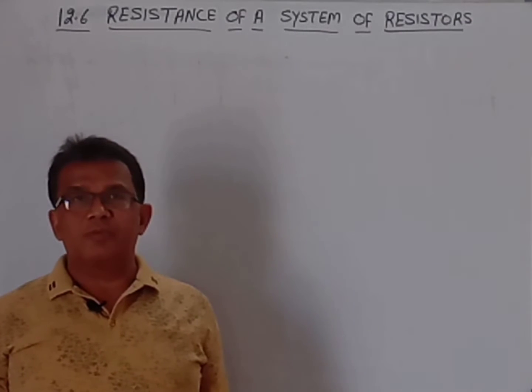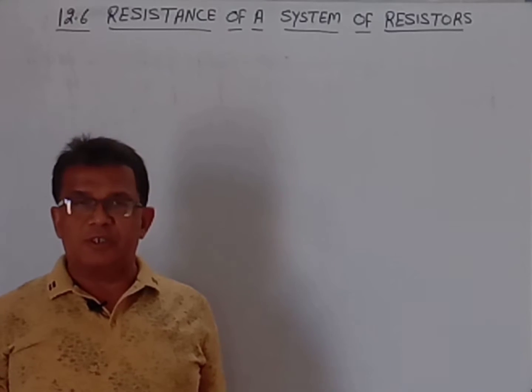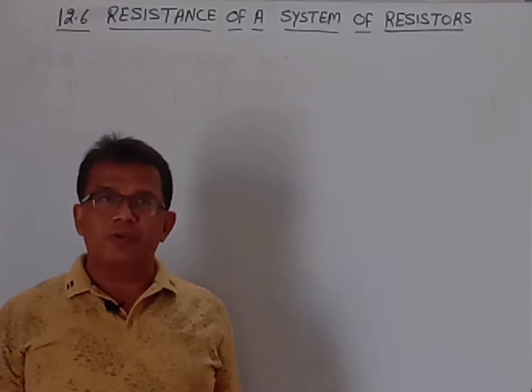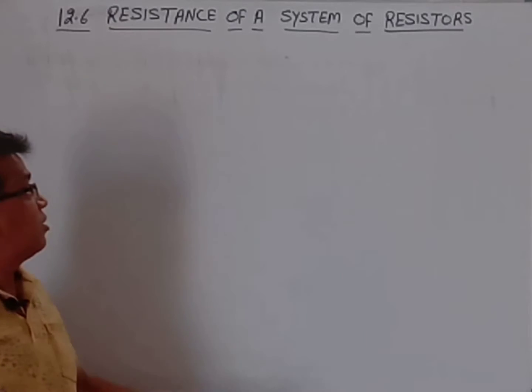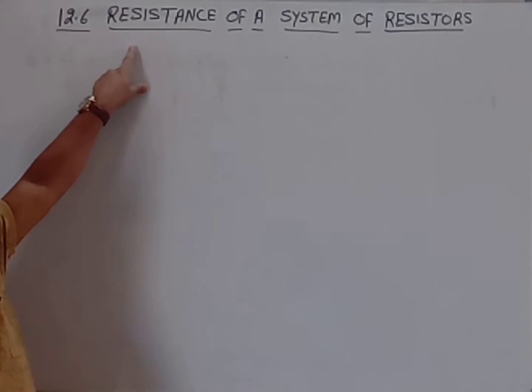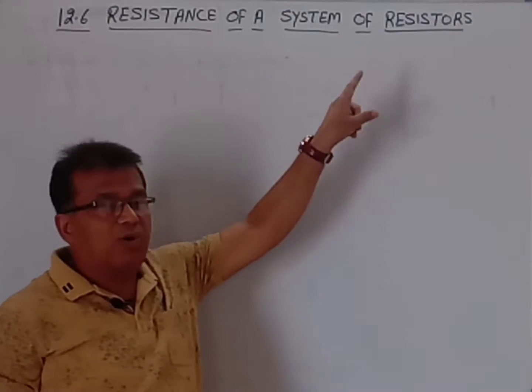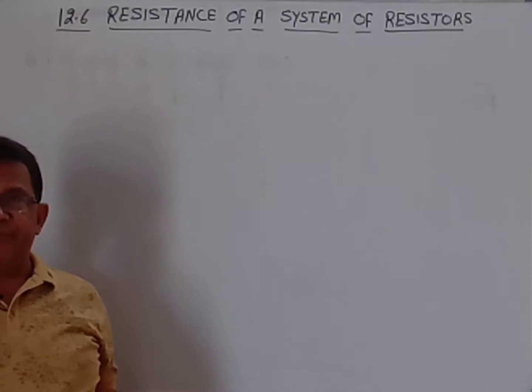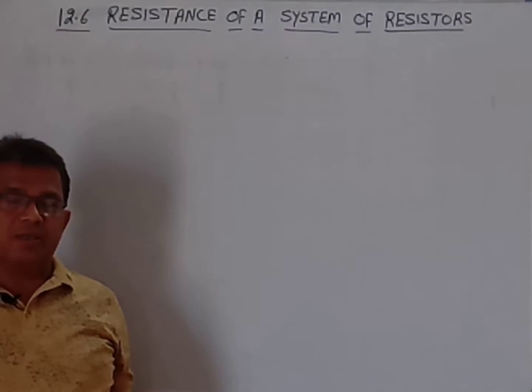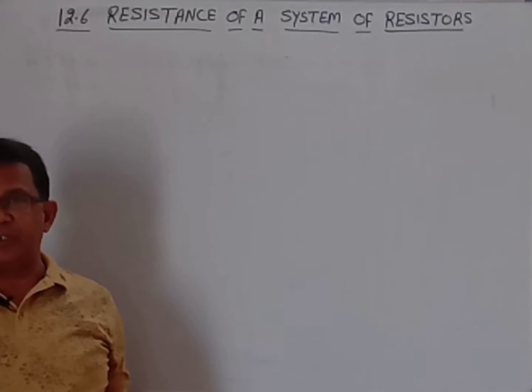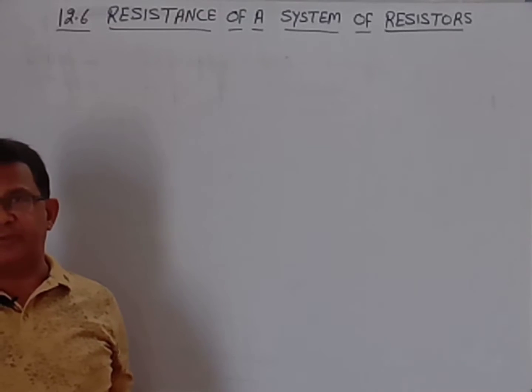Hello students, today we shall discuss the next topic of electricity. The name of the topic is resistance of a system of resistors. At first, we know that resistors can be connected in different ways.